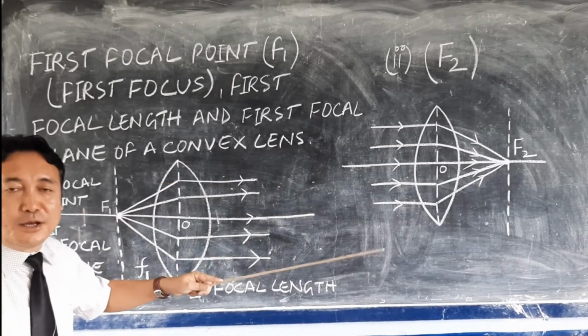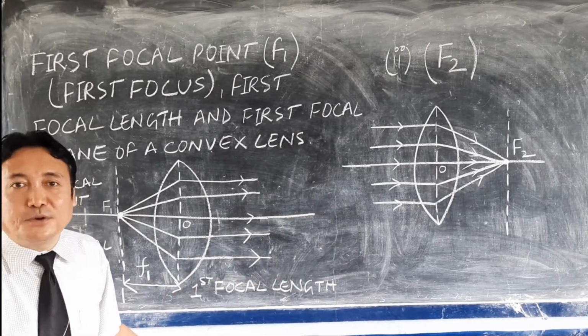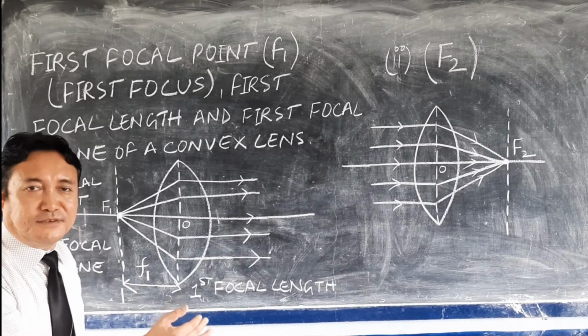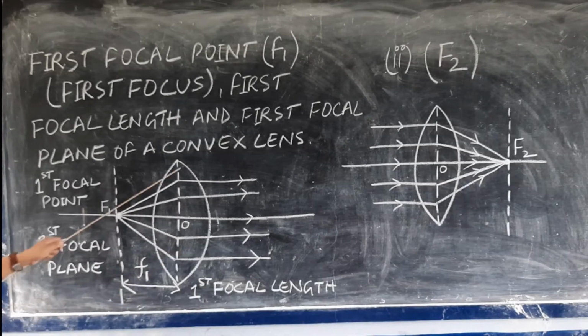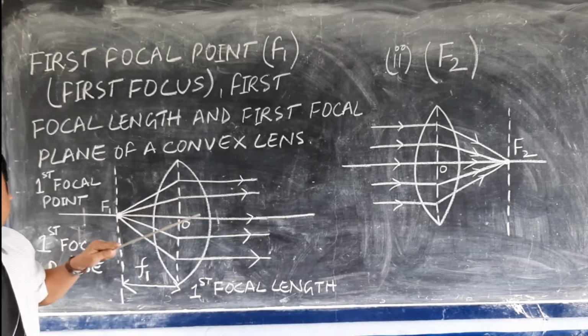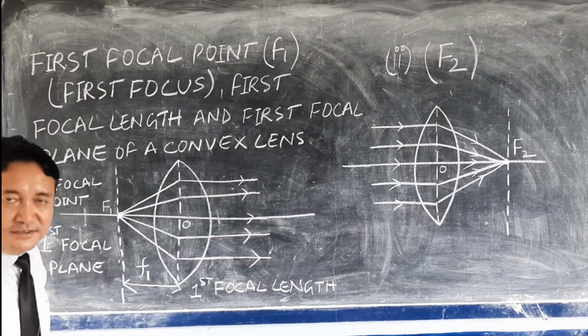Now we will discuss the first focal point and the second focal point in case of a convex lens. We are discussing only the convex lens. Let us consider this as a convex lens. This is the principal axis, a straight line. As you know, in a convex lens, the rays of light along the principal axis don't deviate. They pass straight without any deviation.